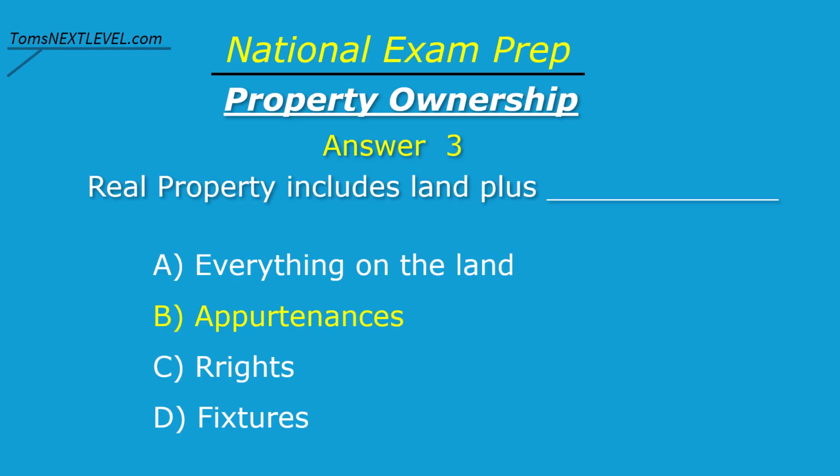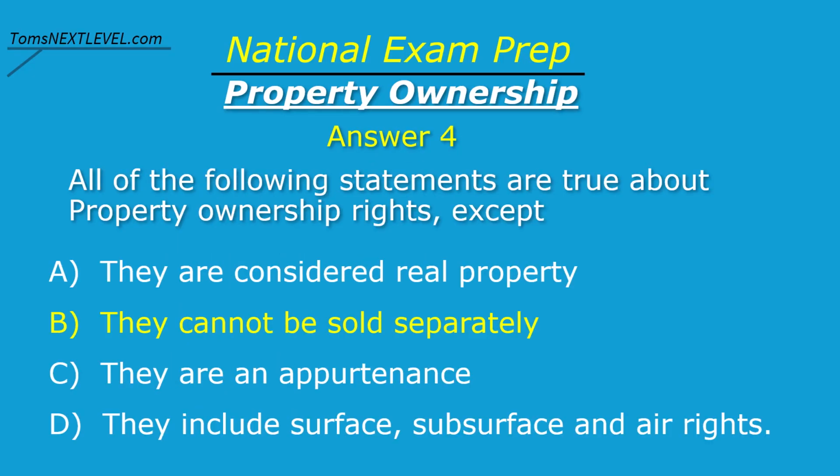Correct answer to number 4 is letter B. They cannot be sold separately. And good for you if you got that right because it meant you read the question very carefully. Look at the question. All of the following statements are true about property ownership except. So what are they looking for in this question? The one item that's false, and that turns out to be letter B. All the other statements are true.